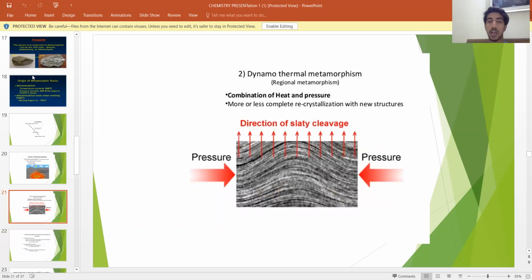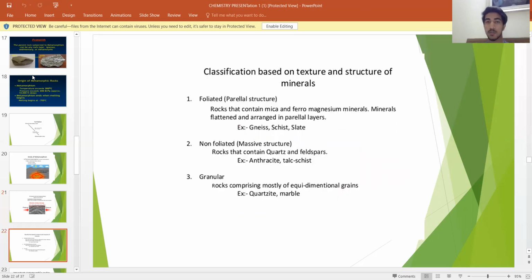The next type is dynamo-thermal metamorphism. It is a common type of metamorphism that involves the effects of directed pressures and shearing stress, as well as a wide range of confining pressures and temperatures. It is related both geographically and genetically to large orogenic belts, and hence is regional in character.